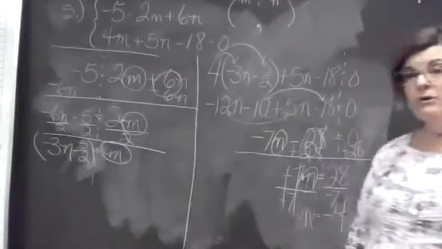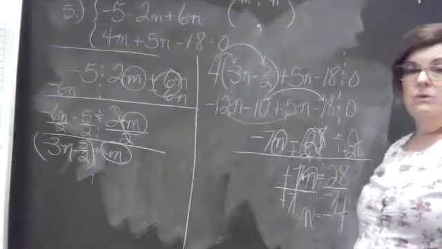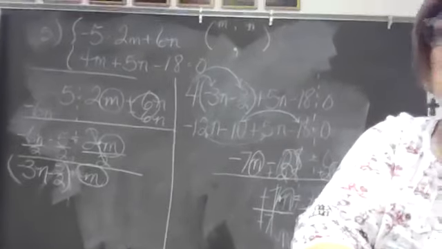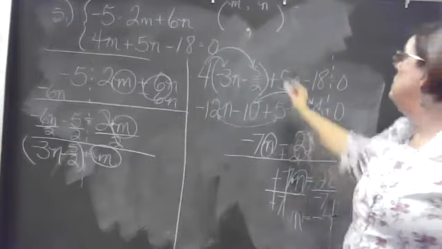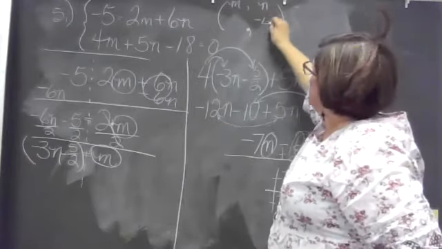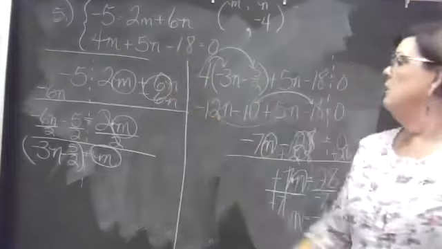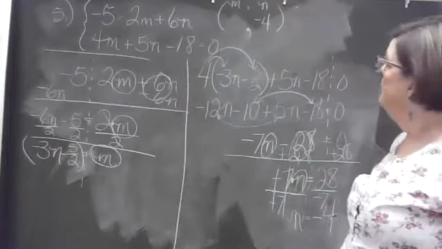Just like the X and Y are in alphabetical order, M and N are going to be in our answer. We just found that N is negative 4, so immediately I'm going to write it here so I don't lose it in all of this mess.